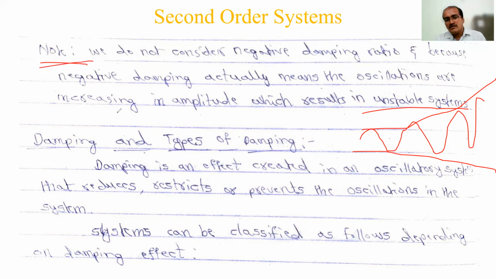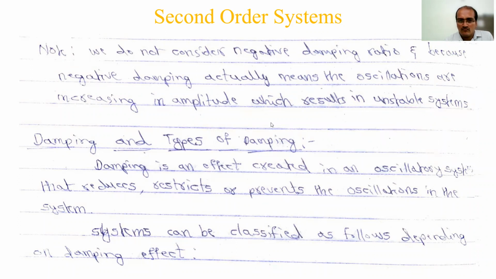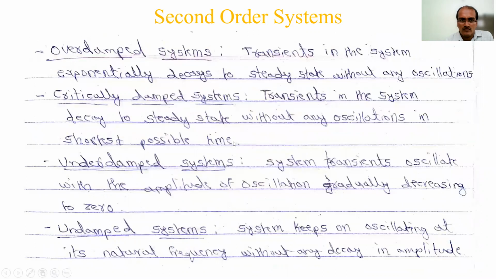Then damping and types of damping. Damping is an effect created in an oscillatory system that reduces, restricts, or prevents the oscillation in the system. It may reduce or restrict the oscillation, or it may prevent it. Anything like that is called damping. So systems can be classified as follows under the damping effect. These are the 4 different types.